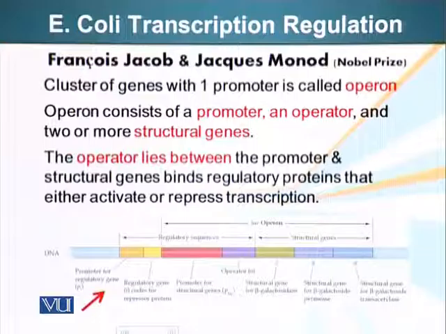E. coli transcription regulation was worked out by Francois Jacob and Jacques Monod. They basically were studying E. coli and they came across a system of genes which is responsible for processing lactose. Let's see the anatomy of these genes, how they are arranged on the bacterial chromosome.